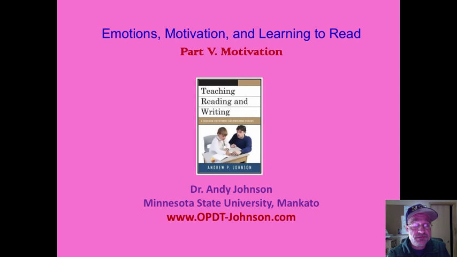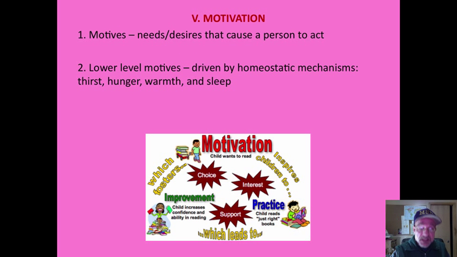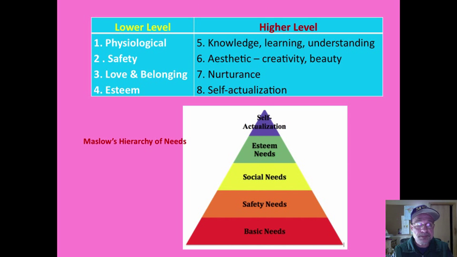This is the last part of our series looking at emotions, motivations, and learning to read, what I think is the most significant variable in working with students with reading difficulties. Emotions, first of all, defining our term, are the desires that cause a person to act. Basic needs or desires, they determine goal-oriented behavior. Now, our lower level motives are driven by this homeostatic mechanism, this thirst, hunger, warmth, sleep, need to get back to normal, so you aren't desiring that, aren't needing that sort of thing.